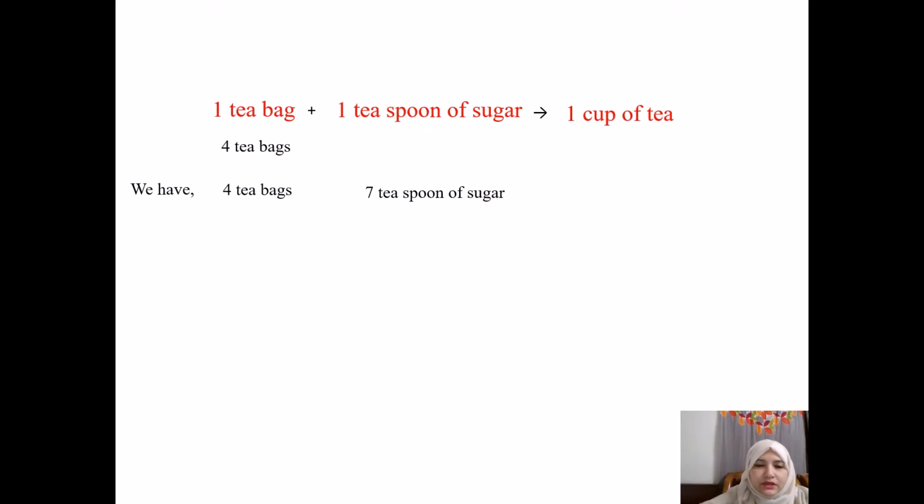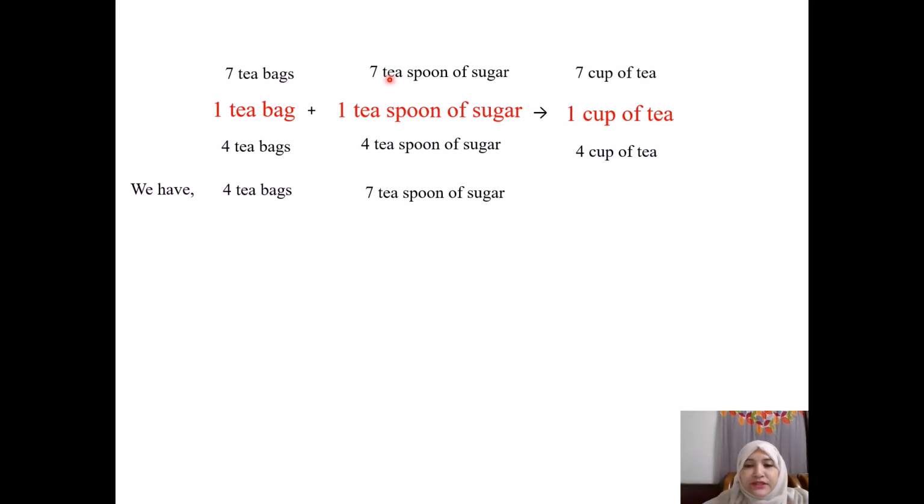At first, consider our first ingredient, which is 4 tea bags. 4 tea bags can make 4 cups of tea with 4 teaspoons of sugar. Okay, and if we consider our second ingredient, 7 teaspoons of sugar, then 7 teaspoons of sugar can make 7 cups of tea with 7 tea bags.